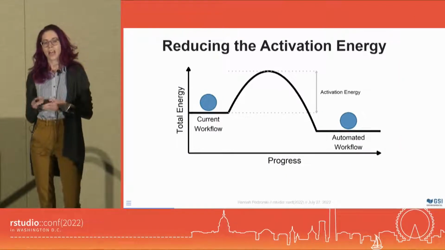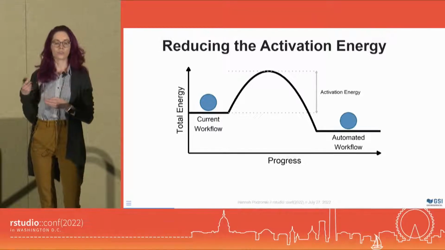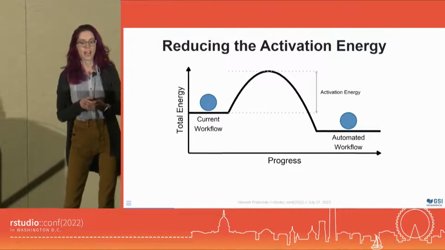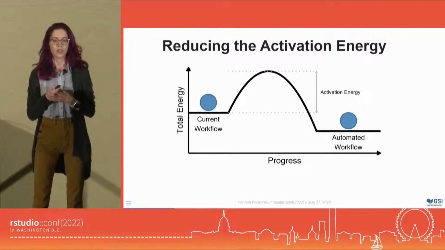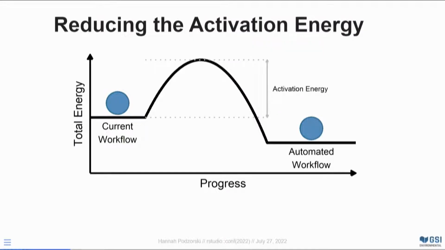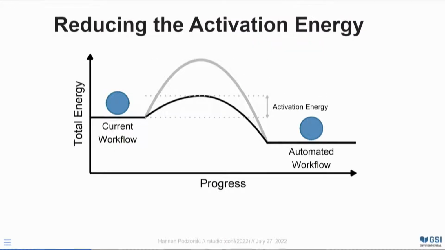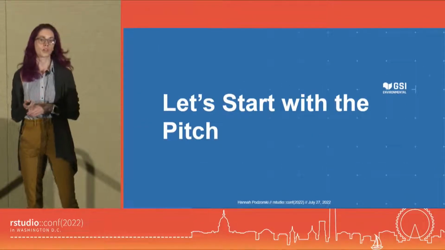So in chemistry, activation energy is the energy needed to get from one side of a chemical reaction to another. And you can reduce the activation energy by applying a catalyst. So when I want to move my team from their current workflow to an automated workflow, I can reduce the activation energy by rephrasing how I pitch automation, starting small, and being a little bit creative. So let's start with the pitch, and most importantly, that word automation.